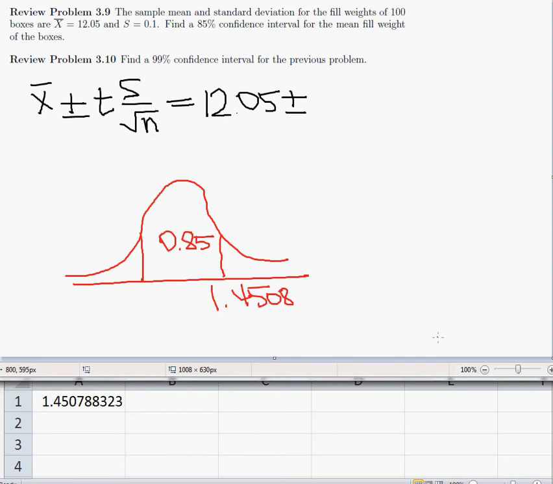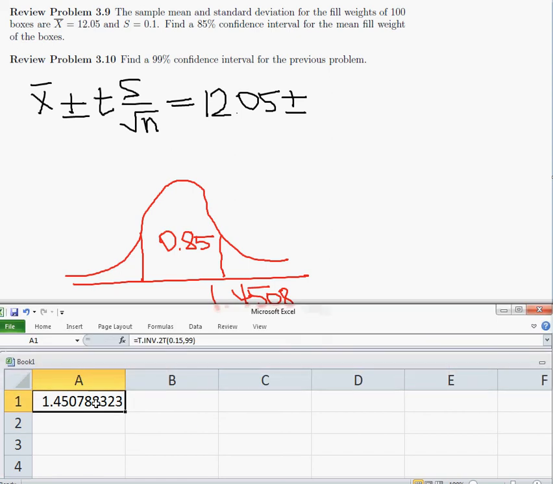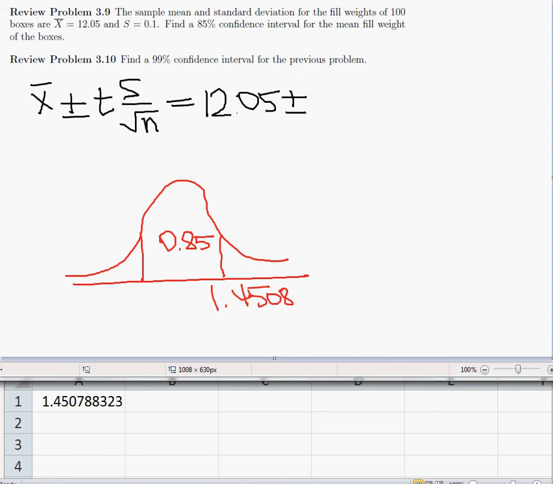If you have Excel 2007, the command would be tinv 0.15, 99. tinv without the dots, the assumption is that the first number is the two-sided area, and so we again get 1.4508. So over here we get 1.4508 times s, which is 0.1, divided by the square root of 100.